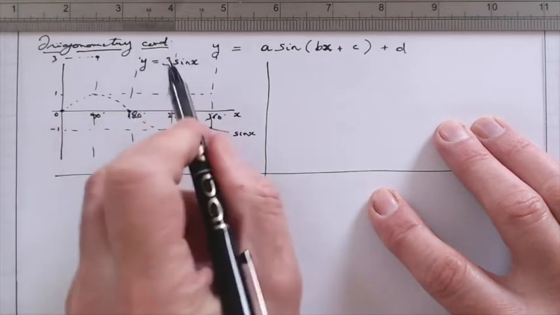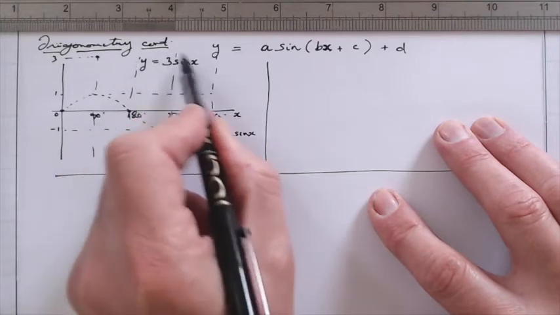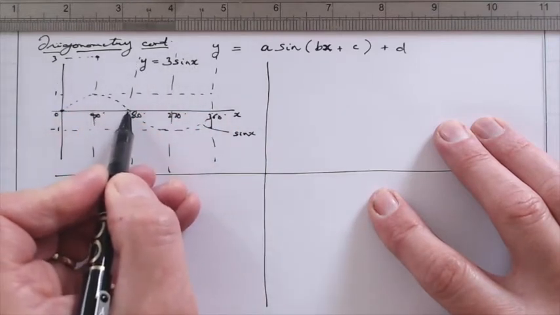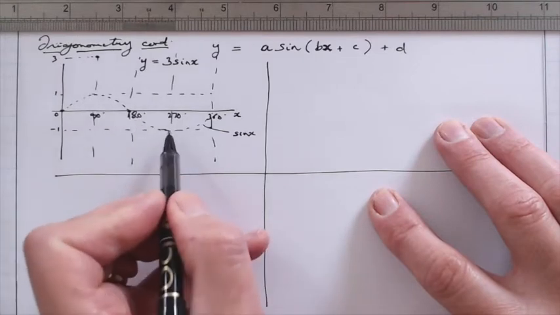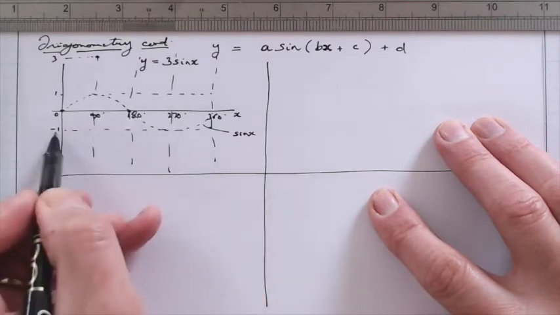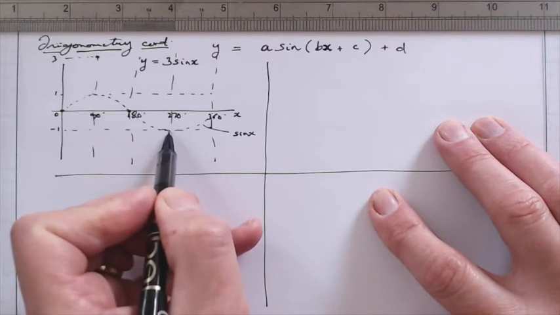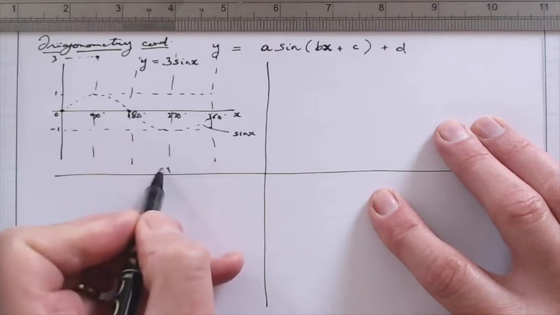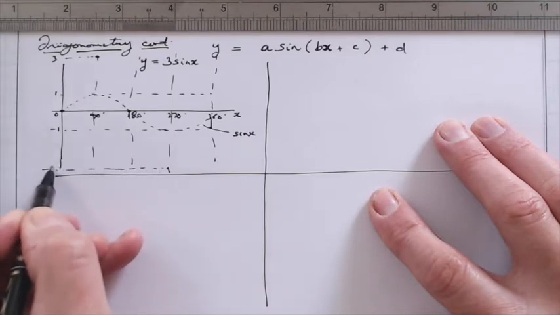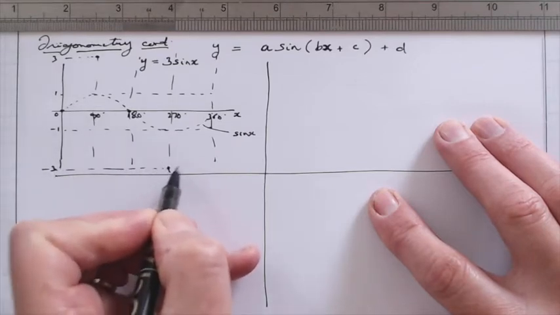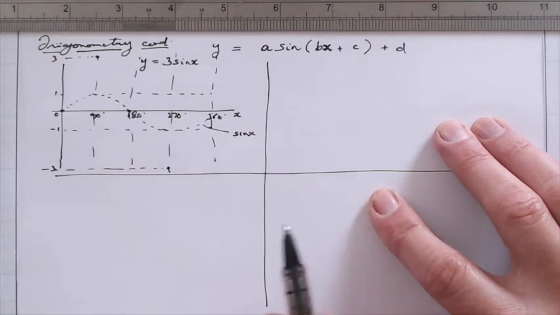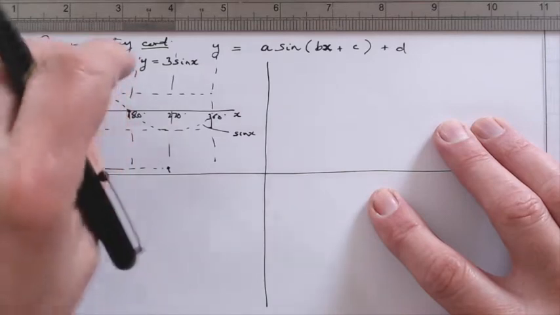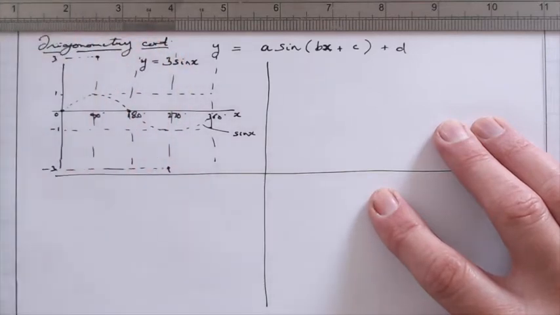So this graph of y equals 3 sine x goes all the way up to 3, but then comes back down to 0. And then at 270, where sine x would have the value negative 1, multiplying that by 3, we're going to have a value negative 3. Okay? And then it will go back down to 0 again. So what this transformation has the effect of doing is stretching out this graph in the y direction.